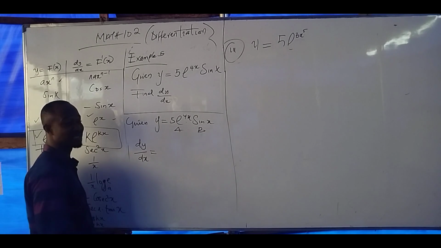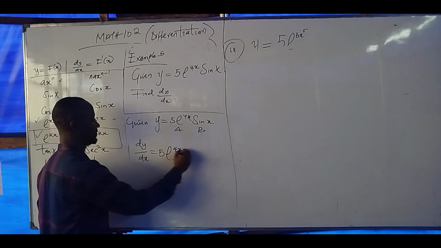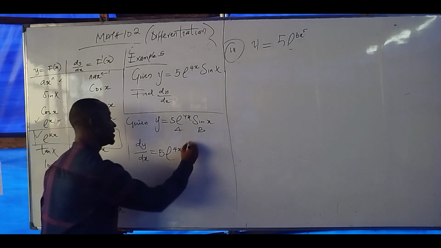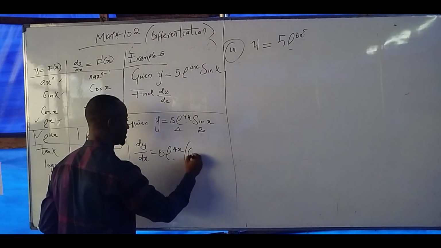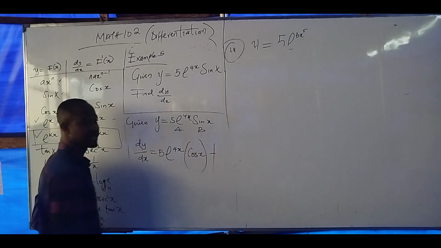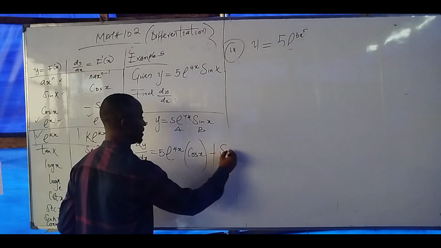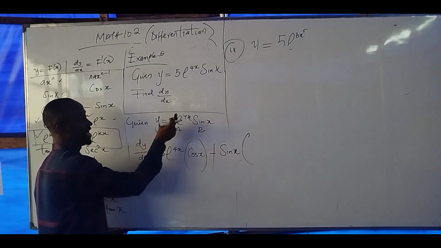We keep one constant first. What's your A? 5 exponential 4x. Differentiate sine x. What is the answer? Cos x. Are you following? The rule says plus, right? We keep one constant now. We keep sine x constant, then differentiate 5 exponential 4x.